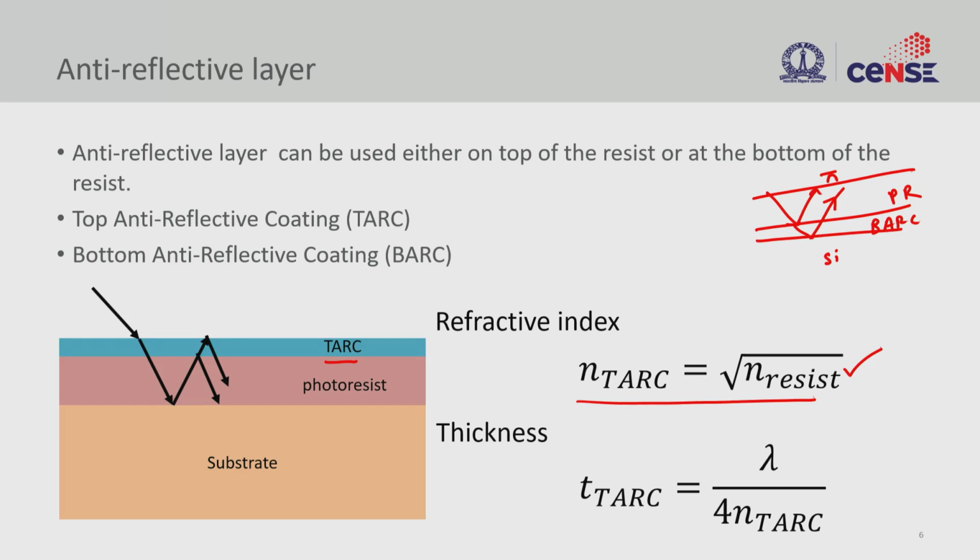And what should be the thickness? Thickness should be lambda over 4, right, which is very typical. So, here it should be lambda over 4n. The reason for this is the wavelength that you are going to use is going to be inside the anti-reflective coating layer, right. So, the wavelength of light inside the medium is nothing but free space wavelength over the refractive index of the medium.